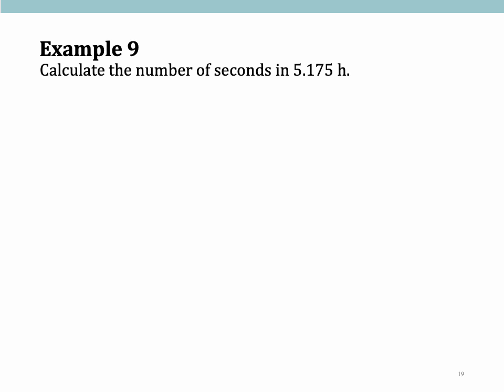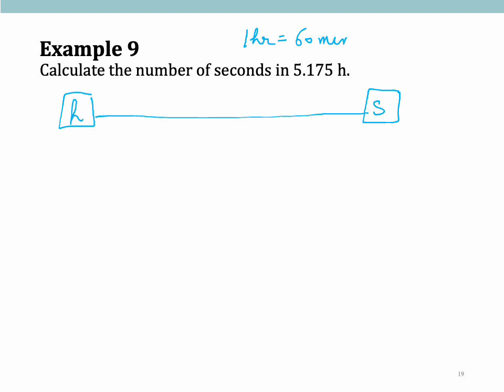Let's try one more question. Calculate the number of seconds in 5.175 hours. Hours are given to you, and the question is asking me to convert it into seconds. Do we know a direct conversion factor between hours and seconds? I do not. What I know is that 1 hour is 60 minutes, and I know that 1 minute is 60 seconds. So these are my units that I know.